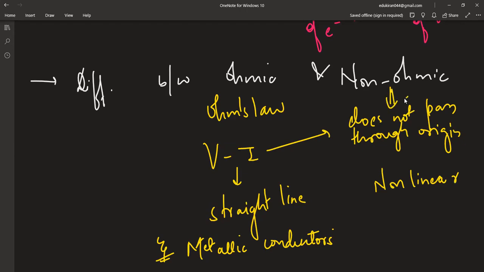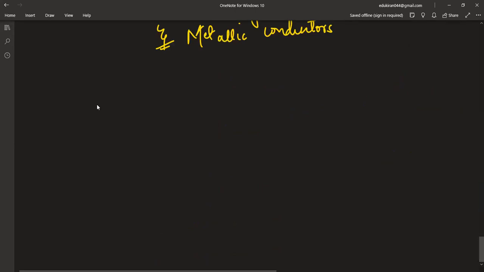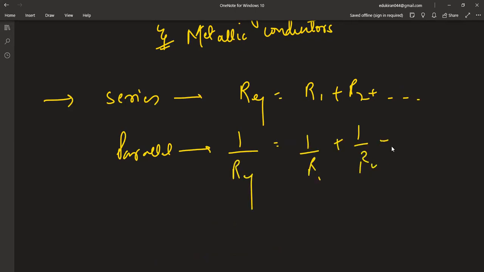All right. Superconductivity, I have told you that the critical temperature is required, so you can leave that for the board exam. That's not very important. Then comes resistors in series and resistors in parallel. For series, the equivalent resistance will directly be the sum R1 plus R2 plus R3. For parallel connection, 1 by R equivalent will be 1 by R1 plus 1 by R2 and so on. These things you have to remember.